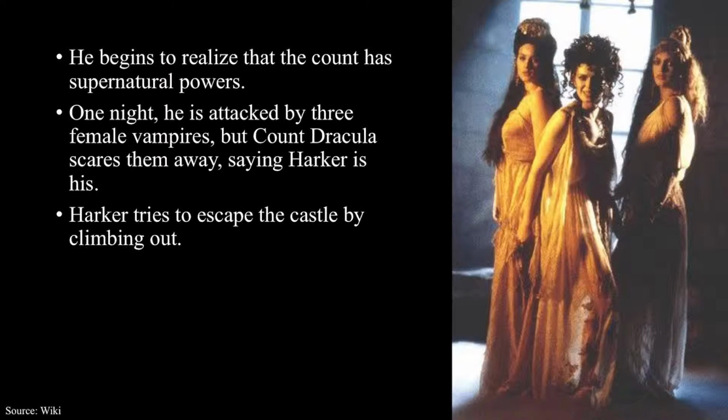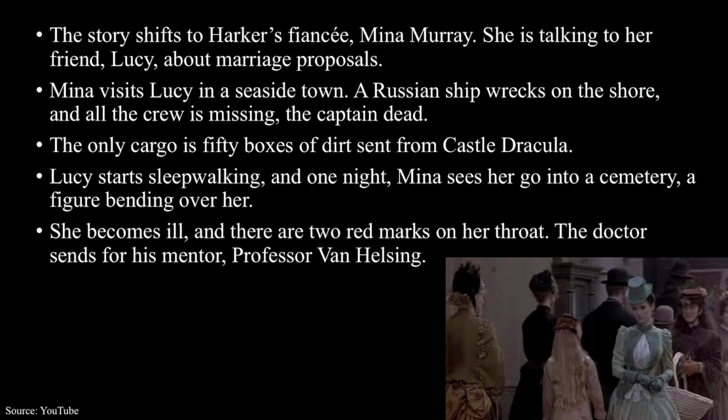One night, he is attacked by 3 female vampires, but Count Dracula scares them away, saying Harker is his. Harker tries to escape the castle by climbing out. The story shifts to Harker's fiancée, Mina Murray. She's talking to her friend Lucy about marriage proposals, and Mina visits Lucy in a seaside town.